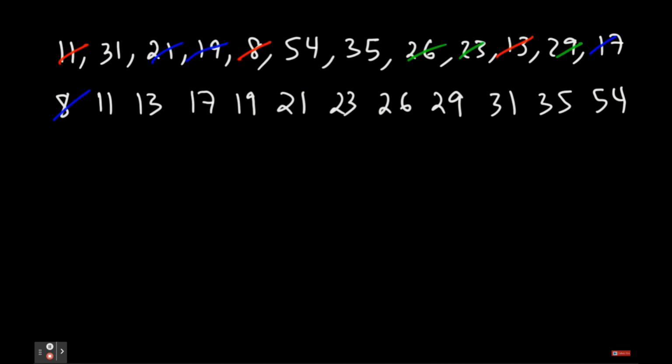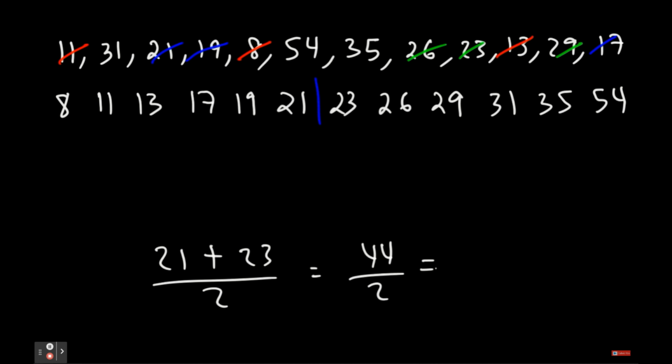So if we eliminate the first 2 numbers on both sides, and then follow the pattern, notice that we have 2 numbers in the middle. So to calculate the second quartile, we need to take an average of those 2 numbers. So we can add them up and then divide by 2. 21 plus 23 is 44. 44 divided by 2 is 22. So this is the second quartile.